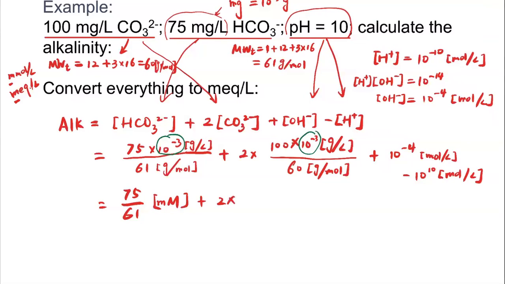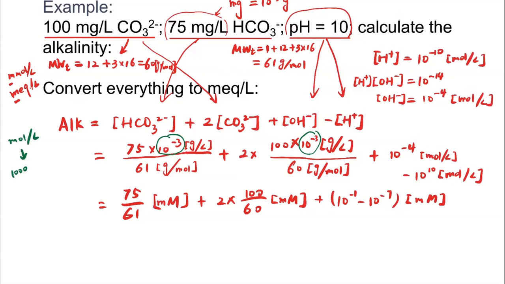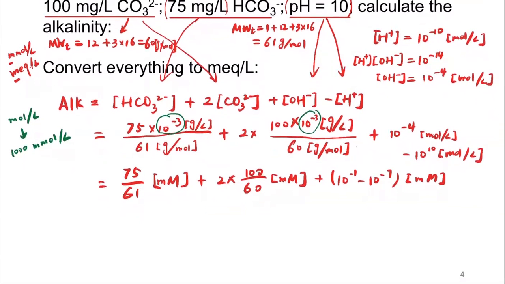And then we have 2 multiplied by 100 divided by 60 mM, right? And then plus 10 to the negative 1 minus 10 to the negative 7 mM, right? So basically, we did a conversion of the mole per liter into 1,000 times of the millimole per liter. Okay. So then we have these terms set up.